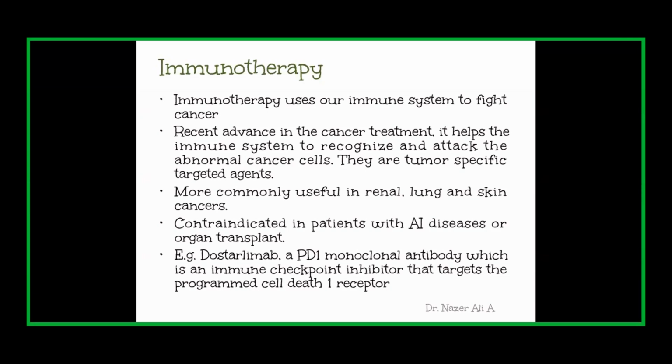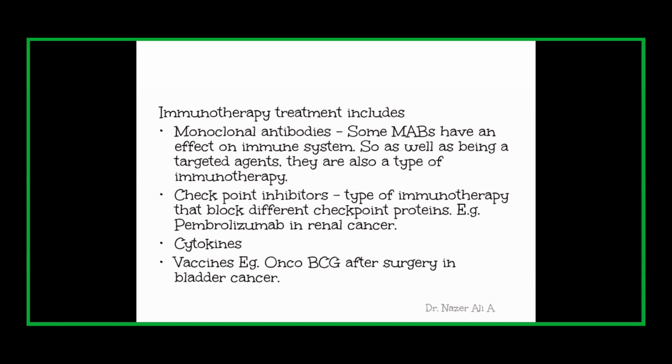So mainly, immunotherapy helps the immune system to fight and kill the abnormal cancer cells. That is what happens in immunotherapy. It will boost the effectiveness of the patient's immune system and help it detect and fight those cancer cells. For that we can use monoclonal antibodies, checkpoint inhibitors, cytokines, and vaccines. Vaccines I told you, BCG after surgery in bladder cancer.